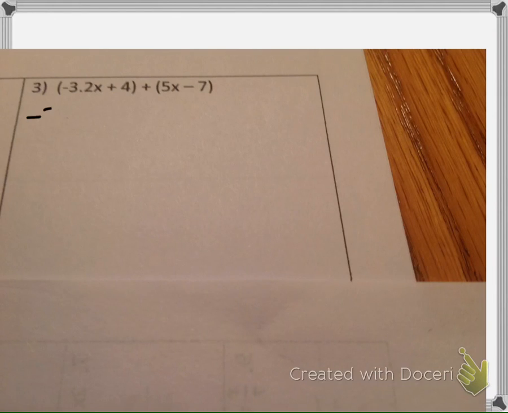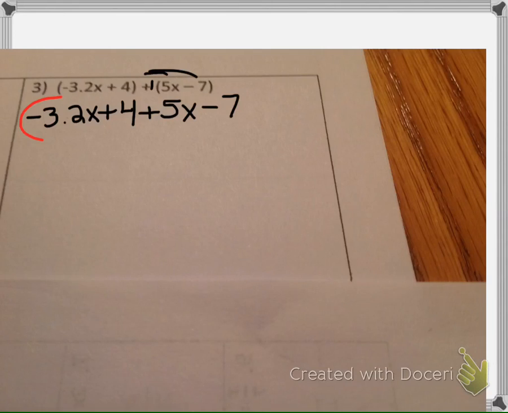Okay, so we have the negative 3.2x plus 4, and then we have the positive 1 that you're distributing here, which gives us a positive 5x minus 7, just bringing everything down there. Okay, now we're going to combine our like terms. Our first like terms are our negative 3.2x and our positive 5x, okay? We have different signs, so you're subtracting, okay?